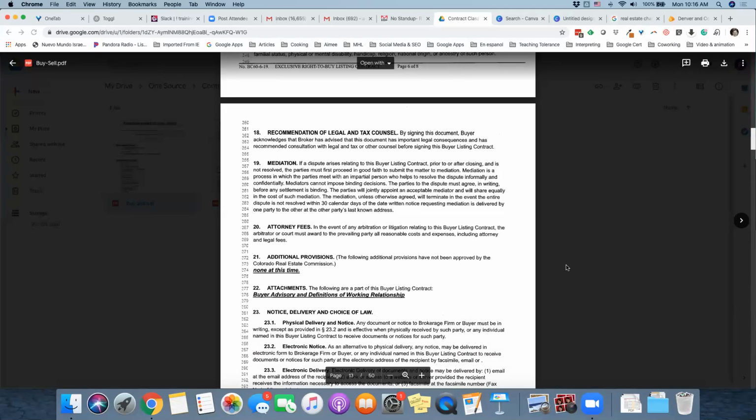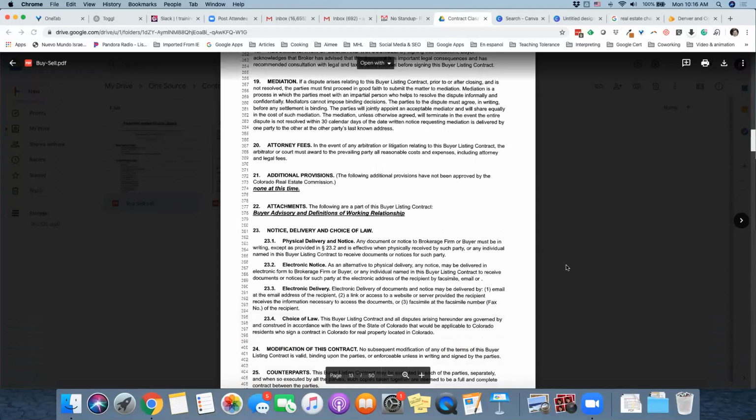21, there's nothing at this point, but 21 would be where you might want to put in the name of your transaction coordinator. This way you have a name and a phone number and state that they are handling paperwork for you. They're being paid by you. 22 is your attachments: buyer advisory, definitions of working relationship. You want to be sure that you put those two documents in there.